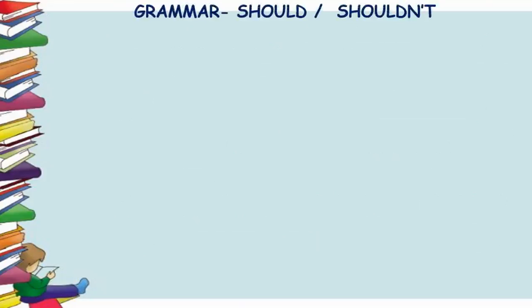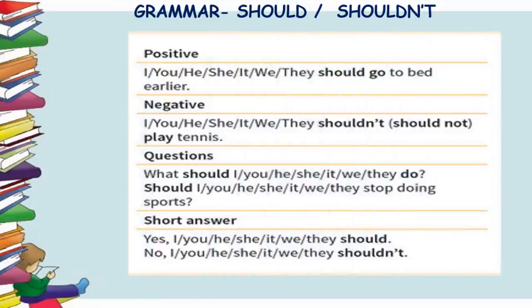Now, we are going to have a look at the grammar. You are going to use should and shouldn't to give advice. Okay, when do you use this? Okay, we have positive, negative, question and short answer. In positive, I or you, he, she, it, we, they should go to bed earlier. In negative, I shouldn't or should not play tennis.